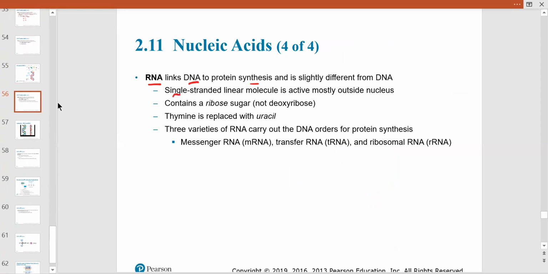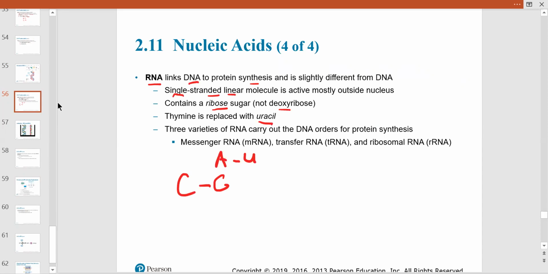It's single-stranded, right? Ribose is the sugar, not deoxyribose. So instead of AT, it's AU, because uracil replaces thymine in RNA. Still CG or GC. Okay?